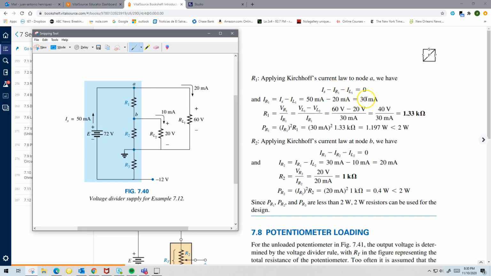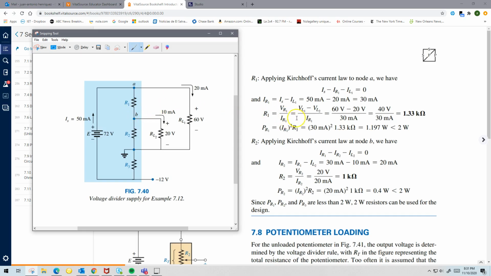So IR1 is going to be equal to 30 milliamps. It kind of makes sense if you look at it. You have 50 coming in, and on one side you have 20 coming out. So the other one should be 30, to complement the 50. That's what you got right here. So then R1 is simply going to be this voltage divided by the current, by Ohm's law. This voltage divided by the current.